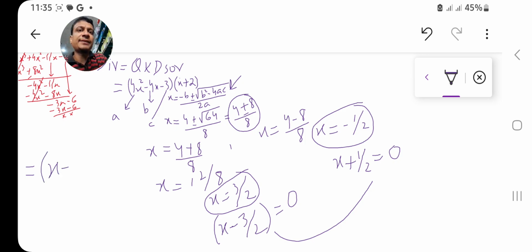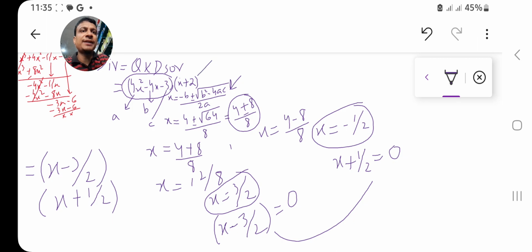The first bracket is x minus 3 upon 2. For this quadratic we have two brackets, x minus 3 by 2 and x plus half, multiplied by the last bracket, x plus 2. So these are in multiplication. Okay, so this is the complete factorization.